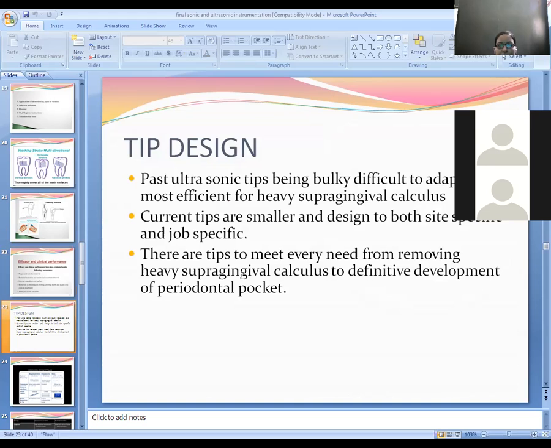The fast ultrasonic tips being bulky are difficult to adapt and most efficient for the heavy subgingival calculus. The current tips are both very small and designed to be both site specific and job specific. There are tips to meet every need, for removing heavy supragingival calculus and for debridement of the furcation pathway.